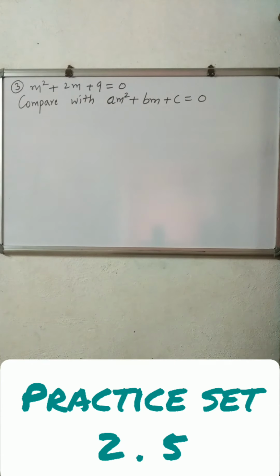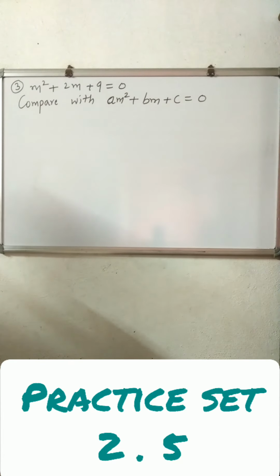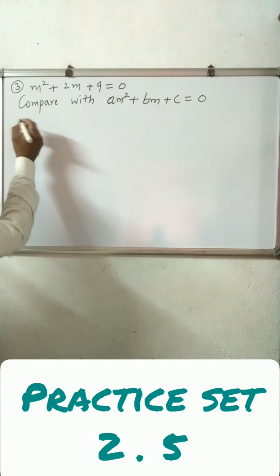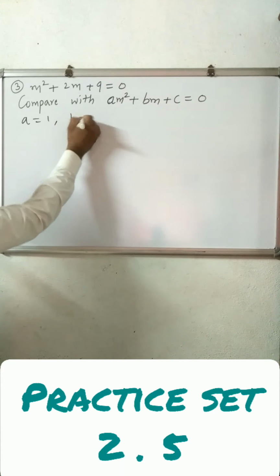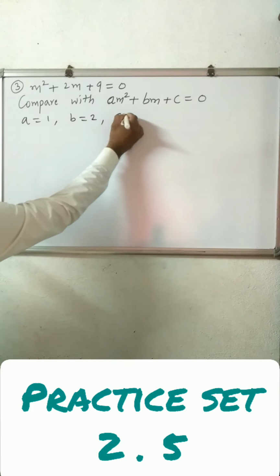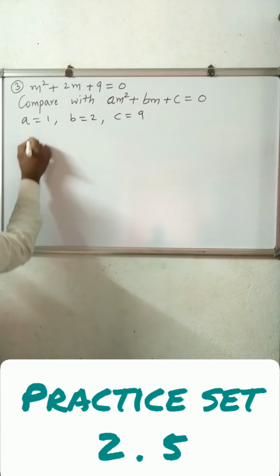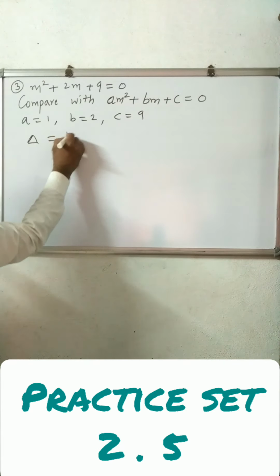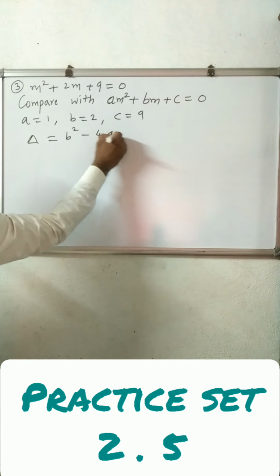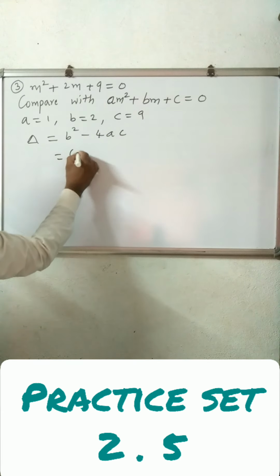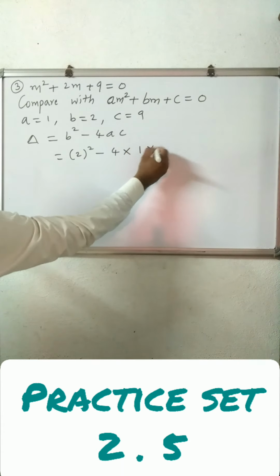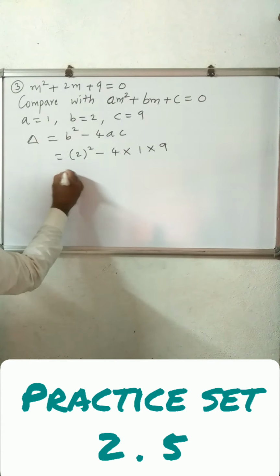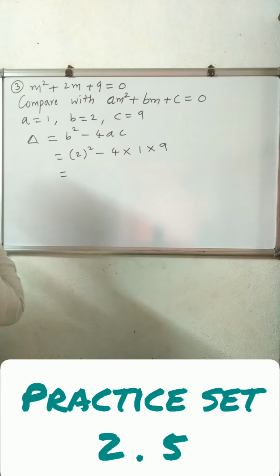Third one, m square plus 2m plus 9 is equal to 0. Compare with am square plus bm plus c equal to 0. A equal to 1, b is equal to 2 and c is equal to 9. So the value of the discriminant delta, b square minus 4ac, that is b, 2 square, minus 4 into a is 1, into c is equal to 9.